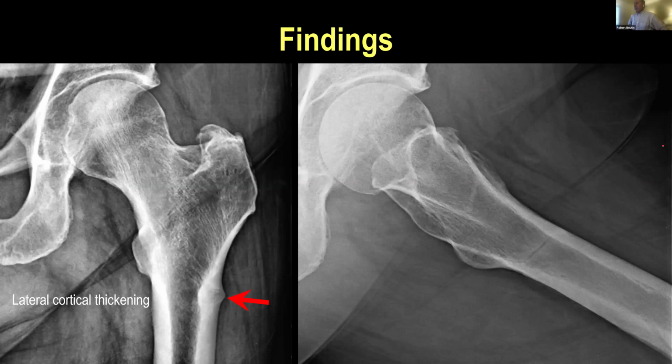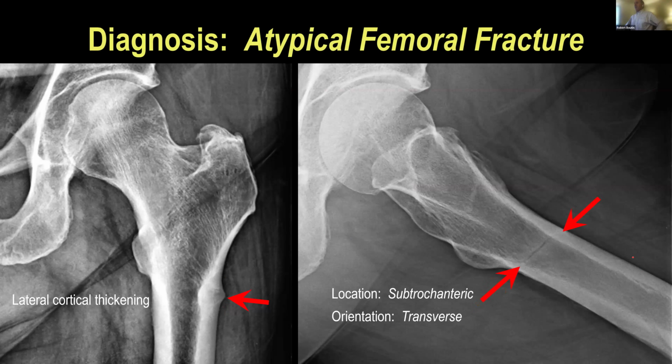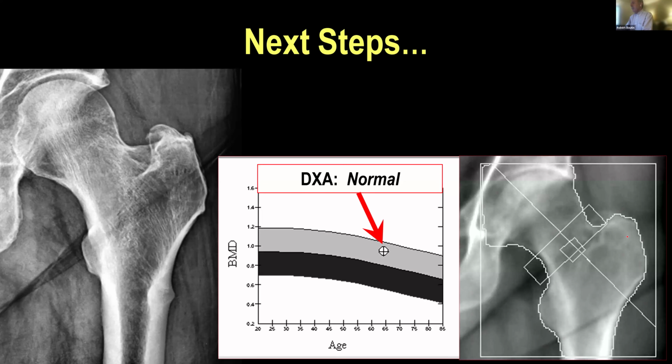So the salient finding here on the AP view is small but mighty. You can see this beaking of the subtrochanteric cortex, lateral cortex. And although you don't always see it in these cases, certainly there is this prominent linear lucency that you can see on the frog leg lateral view, again, located in the subtrochanteric region, traversing the bone. So a serious diagnosis, an atypical femoral fracture, often associated with chronic bisphosphonate use.